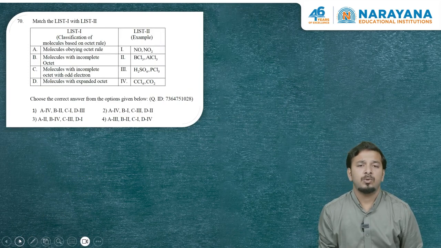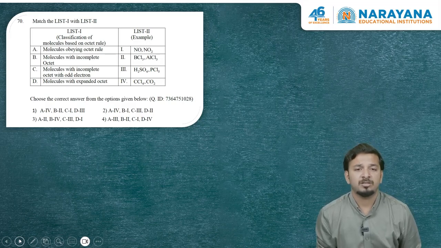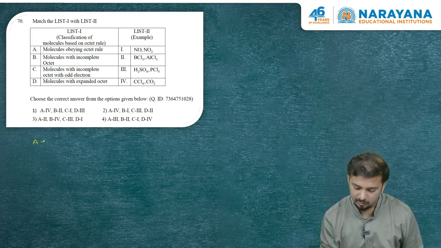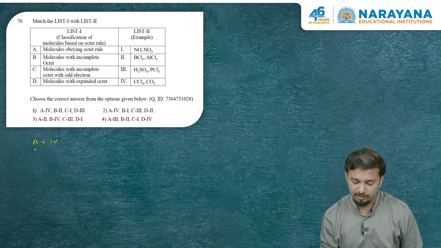Again, 2 lists are given, we have to match them. First list consists of classification of molecule based on octet rule. List 2 is example. So molecules obeying octet rule. So we can see CCl4 and CO2, they obey octet rule. So A will be 4.